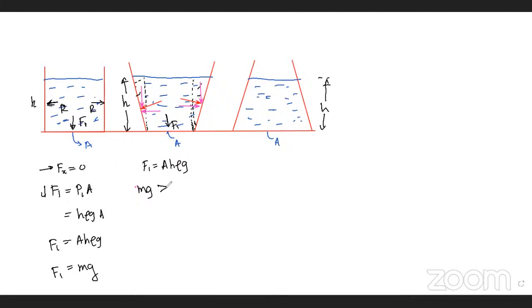Now mg is greater than this F1. In the previous case, F1 and mg are equal. Now it's greater because A h rho g was the previous weight, and now a little more liquid is there.